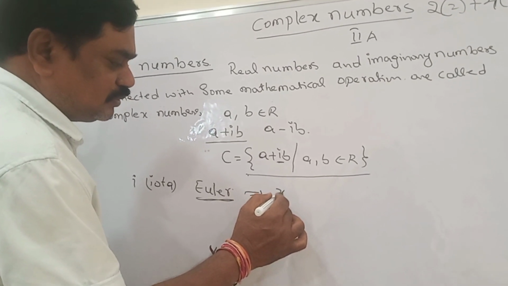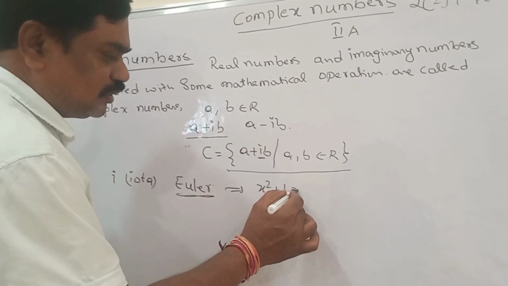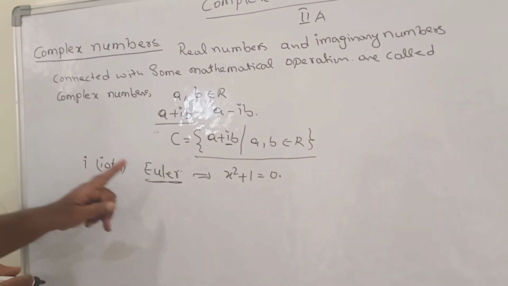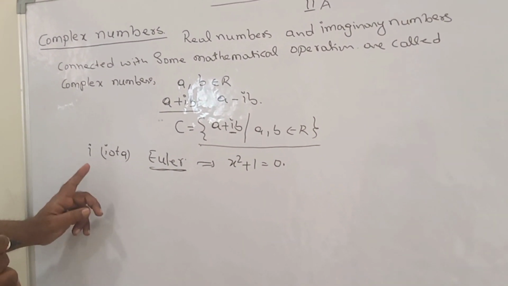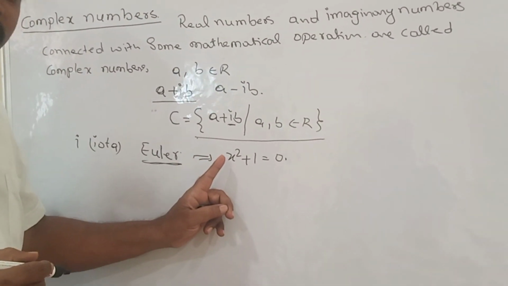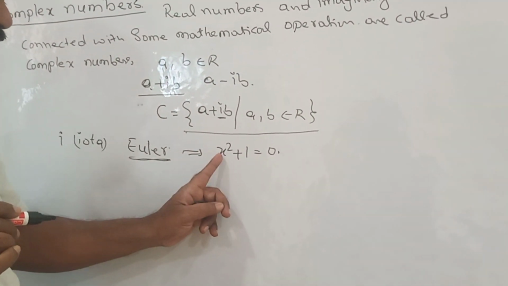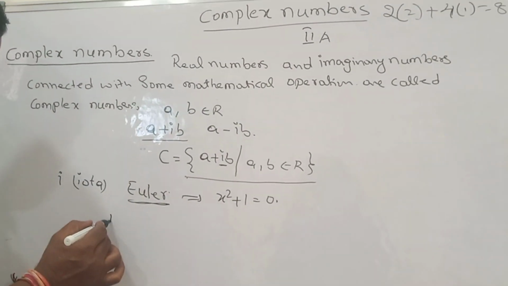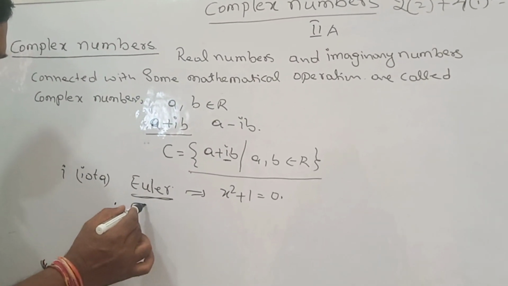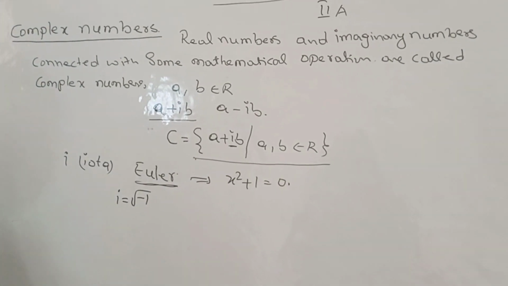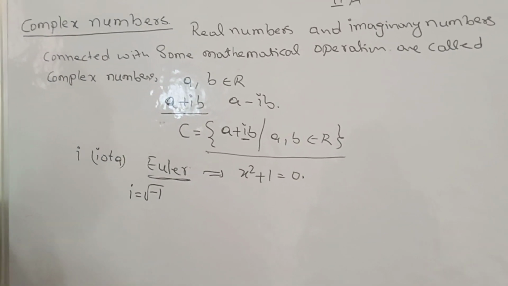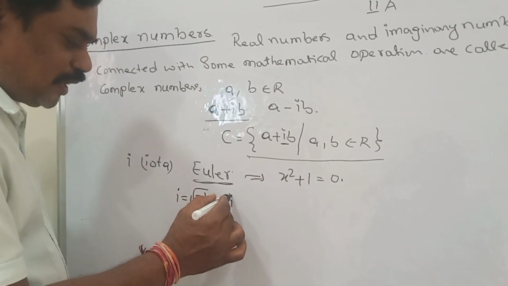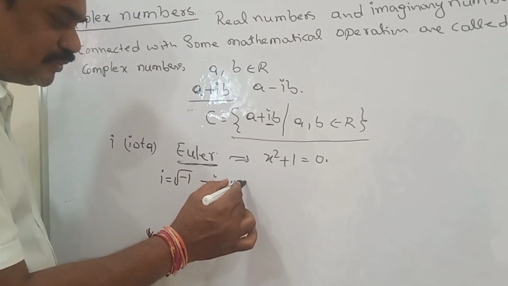Euler introduced iota with the quadratic equation x square plus 1 equal to 0, where i is equal to what? Root over minus 1. This is the imaginary unit.